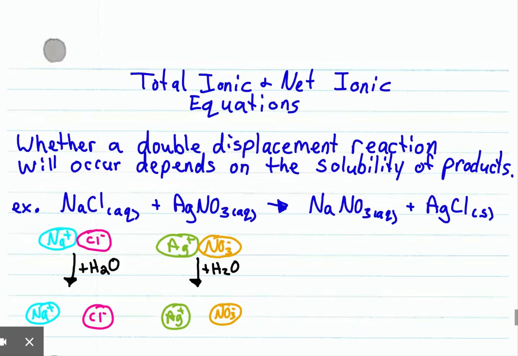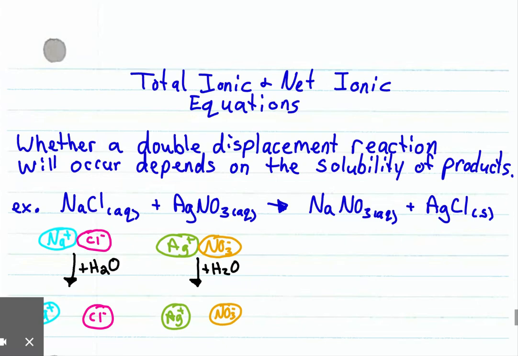Okay, in this lesson, we are going to take a more in-depth look at double displacement reactions, and we're specifically going to pay attention to what is happening to the ions in an ionic compound when they undergo double displacement. By looking at what is happening to these ions, what we are going to eventually be looking at in this lesson is total ionic and net ionic equations.